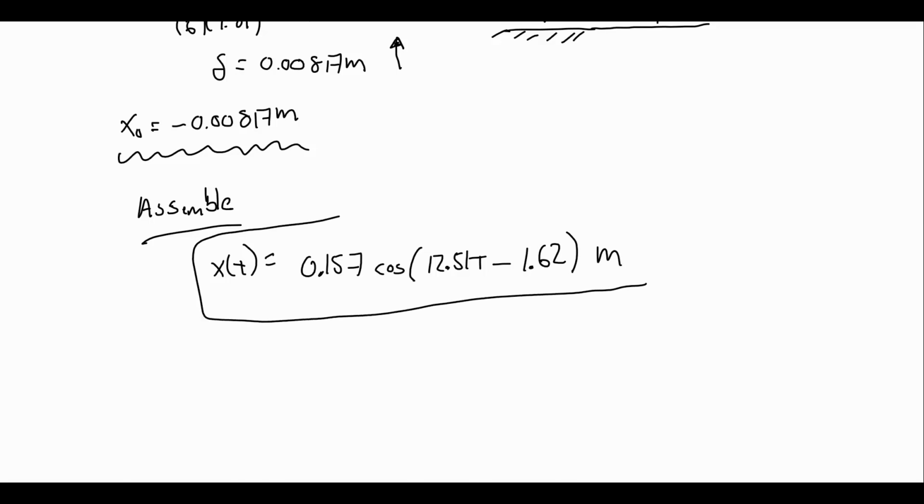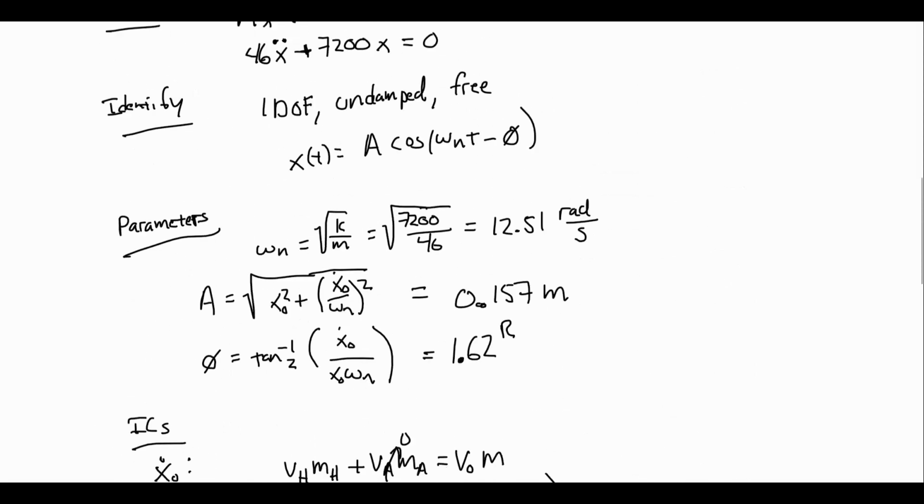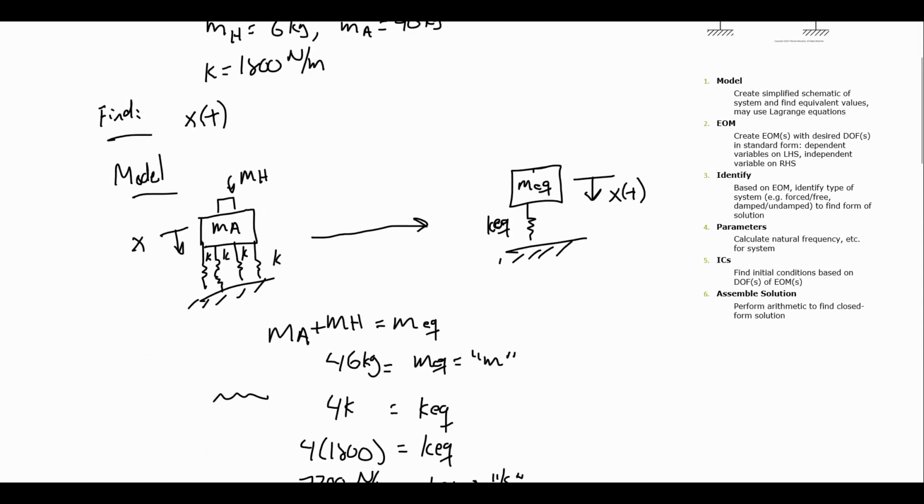Okay, so that is our full solution. That is the position once the timer starts from time 0 to infinity. That is the position of our hammer anvil system. And again, from how I initially made my model, I said that x was positive down. So when this value is positive, it's below its equilibrium point. When this value is negative, it's above the equilibrium point.